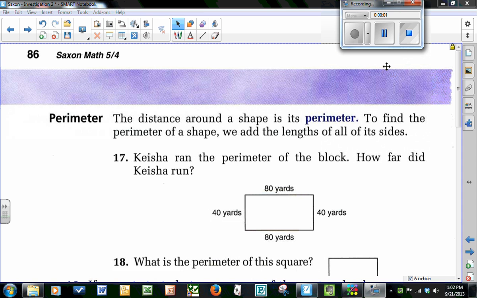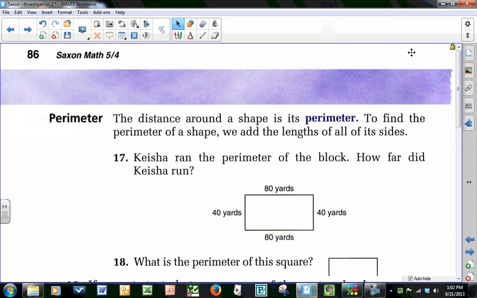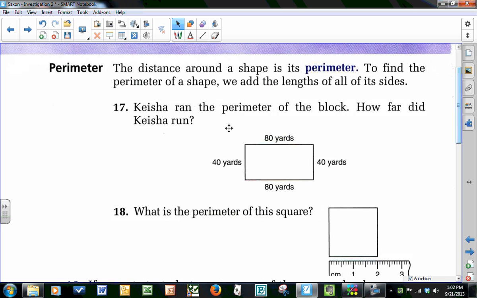In this lesson, we are continuing our study from Saxon Investigation Number 2. Investigation Number 2 has two learning targets: units of length, which we discussed in a previous video, and the learning target for this video, perimeter. And I'm on page 86 in your math book. So let's just begin at the beginning.